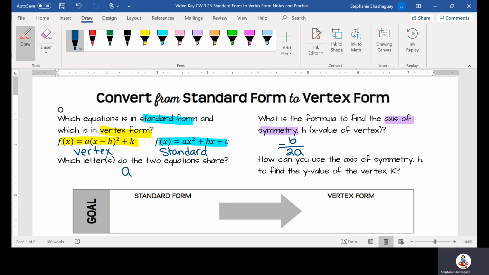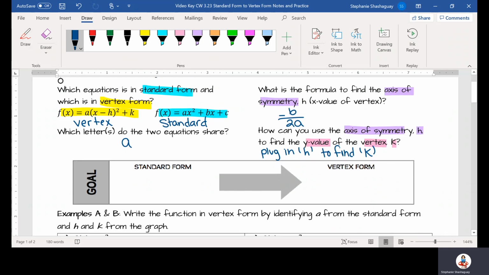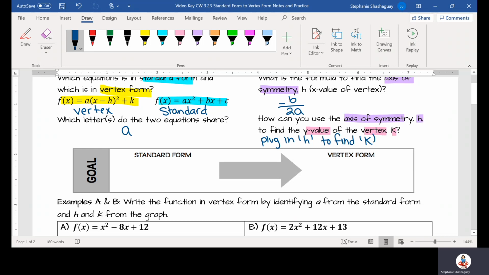Now, how can you use the axis of symmetry, the x value here, the h, to find the y value for the vertex? Well, just like we did a couple weeks ago, we're going to plug in h to find our k. Just like before when we had to plug in x to find our y, now we're going to plug in h to find our k.